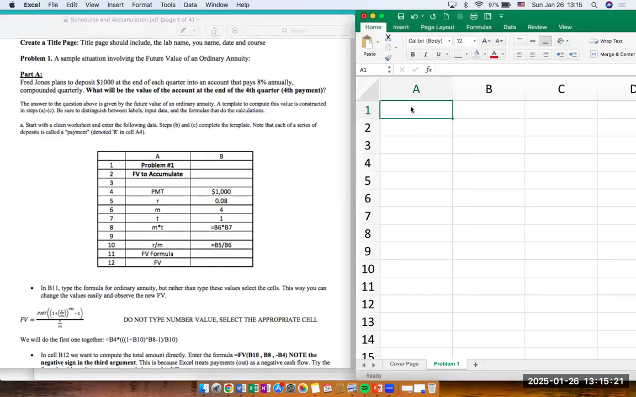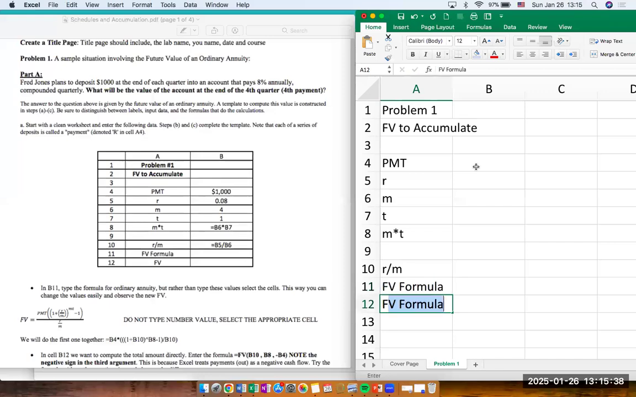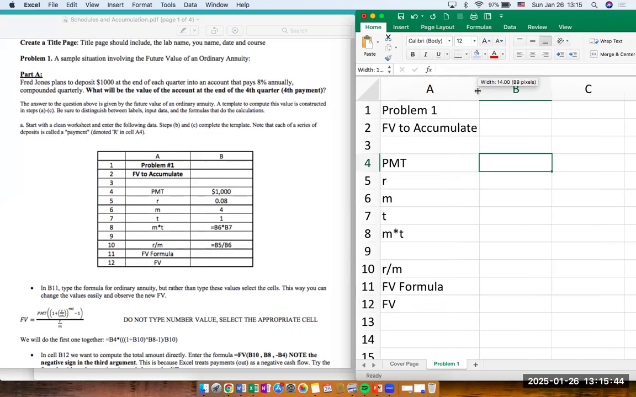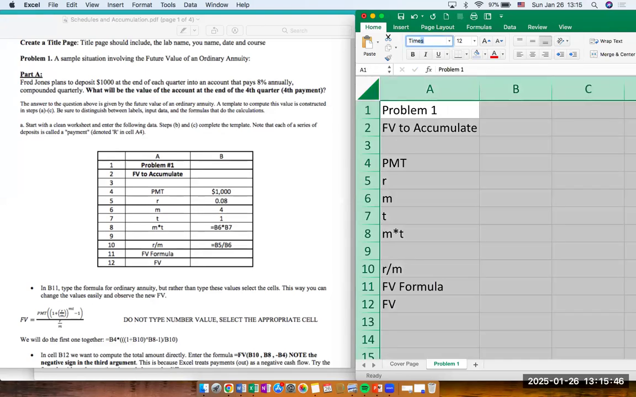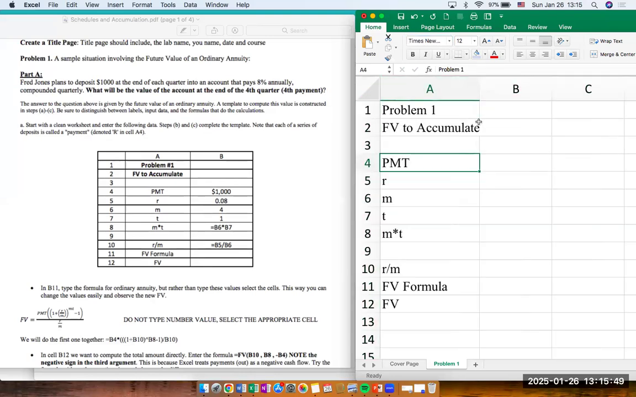Okay, so we will type this as problem 1, FB to accumulate. We have PMT, R, M times T, and R divided by M. FB formula, and then just FB. So first thing, I want to just kind of orient everything, make sure it's in Times New Roman, because I like that format, and kind of push it over a little bit.